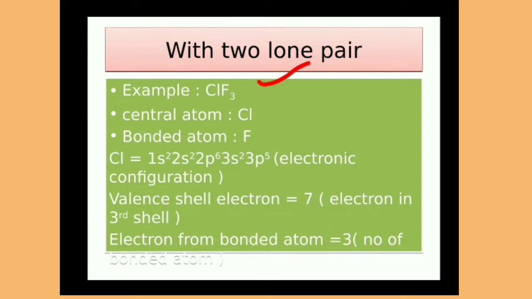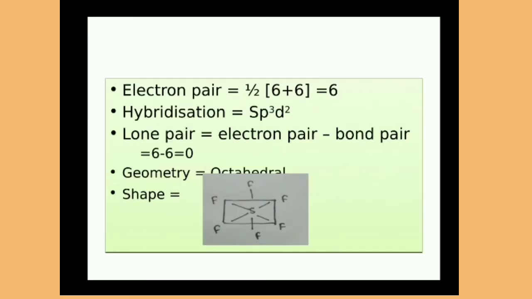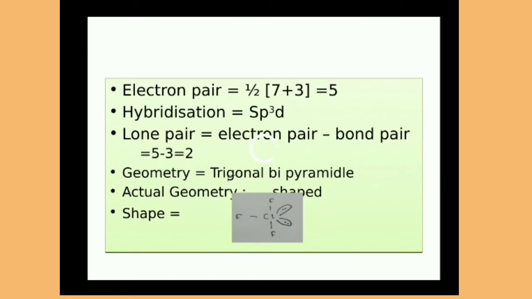So 3. Now we will calculate the electron pair, which will be half of the sum of valence electrons in the central atom, which is 7, plus electrons from bonded atoms, which is 3. So electron pair will be 5. Hybridization is sp3d. Lone pair will be the electron pair, which is 5, minus the bond pair, which equals the number of bonded atoms, 3, so 5 minus 3 is equal to 2.